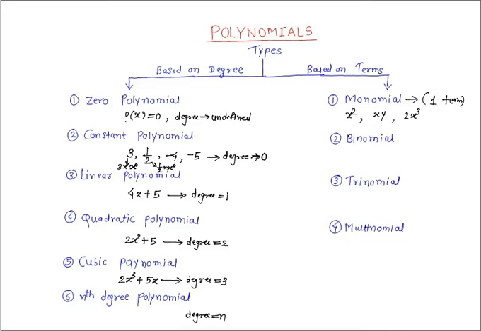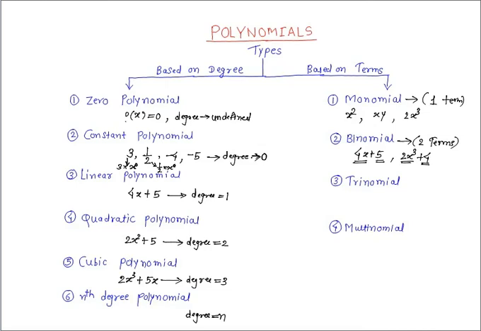Now the next type we have is the binomial. A polynomial with two terms is called a binomial. For example, 4x plus 5. It has two terms, right? 4x and 5. So this is a binomial. Then another example, 2x cubed plus 4. This also has two terms and this is also a binomial.